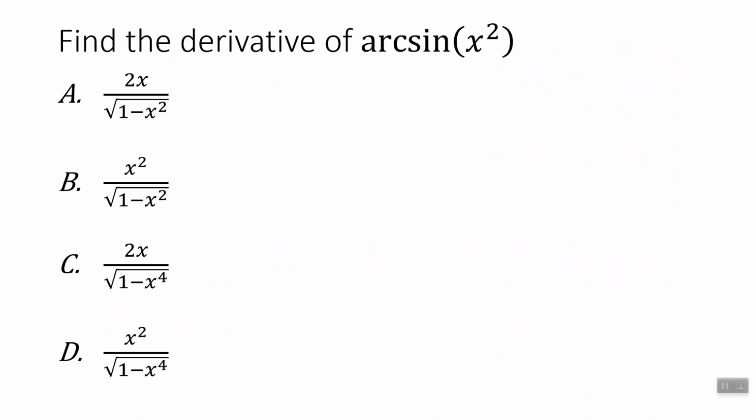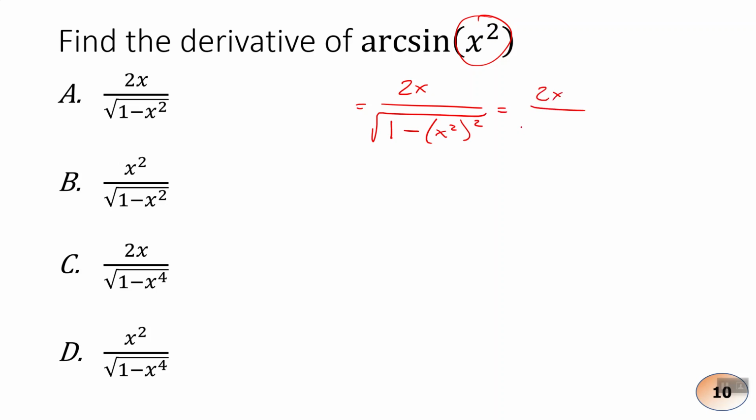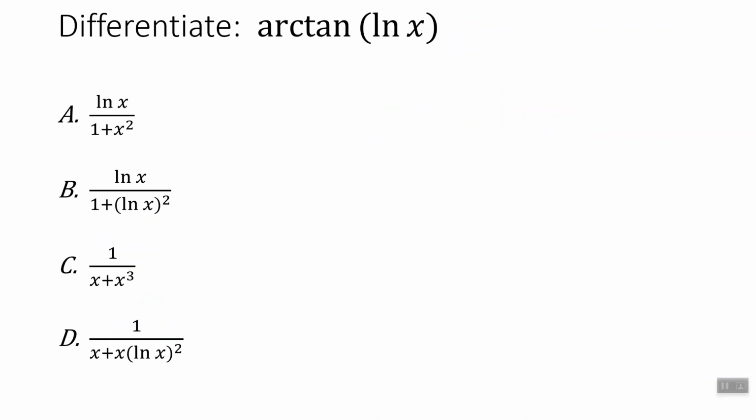All right, you guys can go ahead and try this one. Take a minute and pause it. All right, so arcsine says on top is the derivative of this guy. So that's 2x. And then we've got the square root of 1 minus this thing squared. So it's going to be 2x over square root of 1 minus x to the 4th. And that should be our answer. And that looks like answer choice C. And yep, there it is, answer choice C.